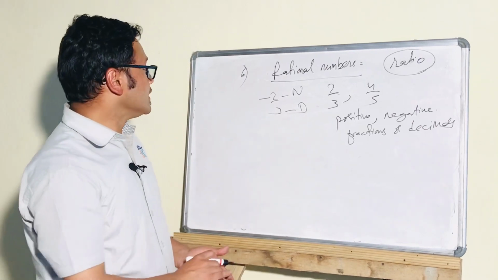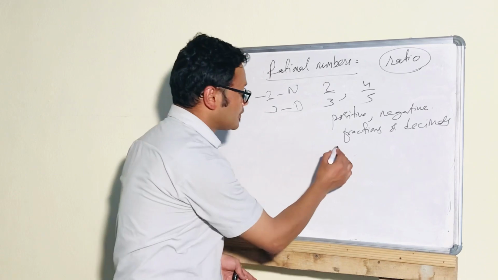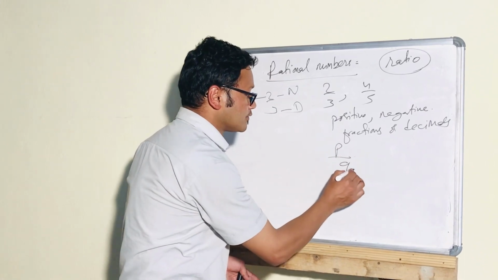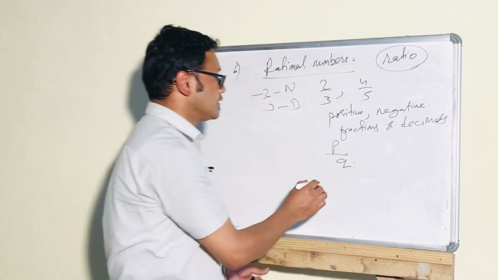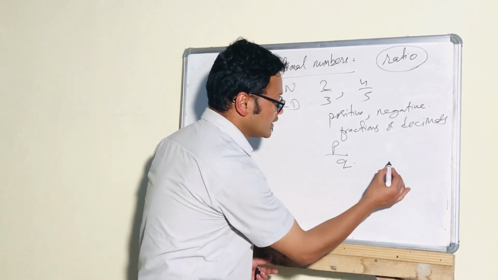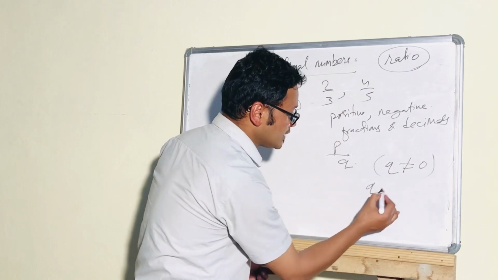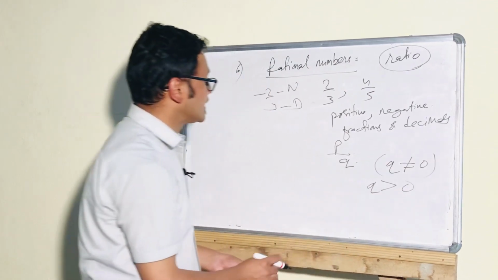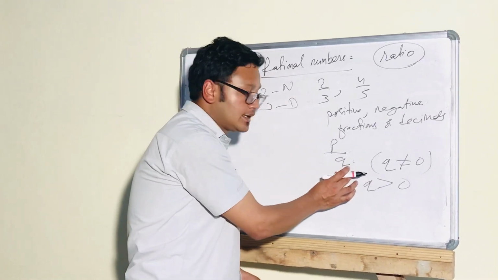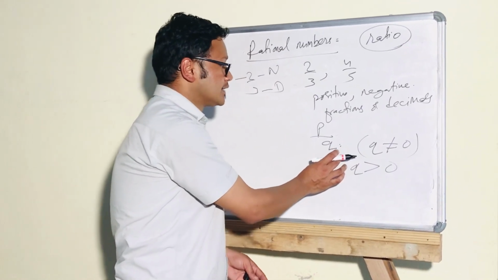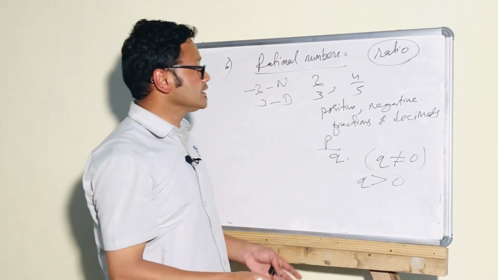Now a rational number is always expressed in fractional form, that is p by q, and q should not be equal to 0. That means q is not equal to 0, the denominator is always greater than 0, it should not be equal to 0. Then this number is called a rational number, or simply the ratio.